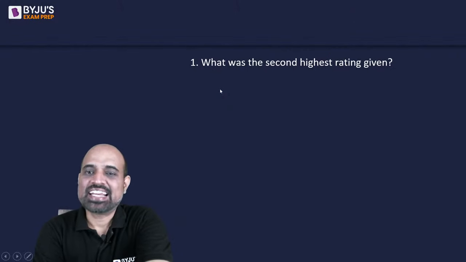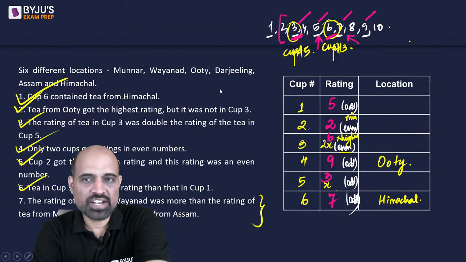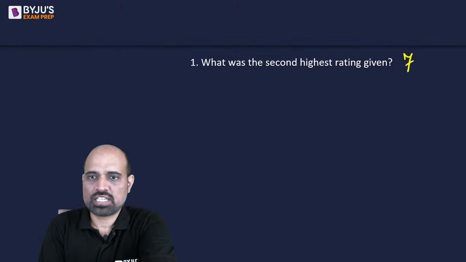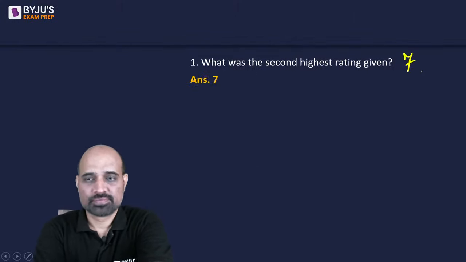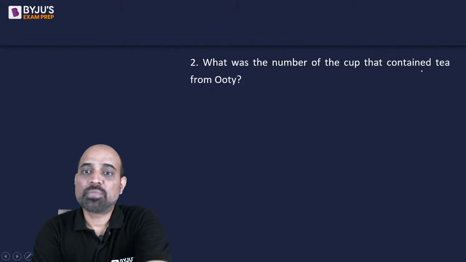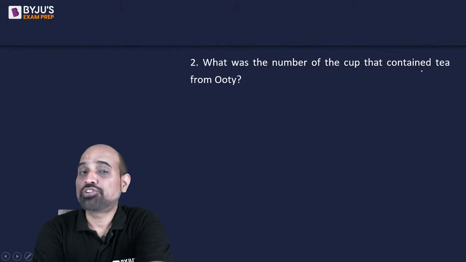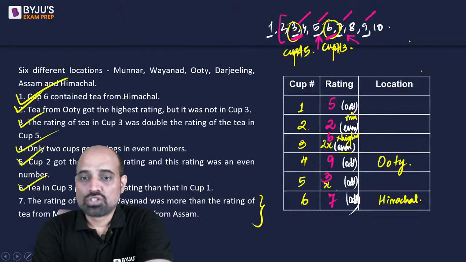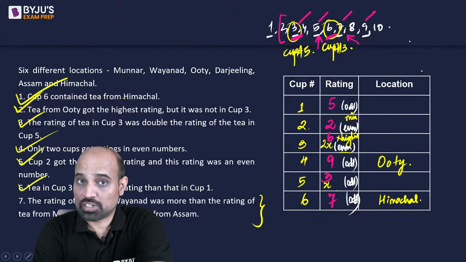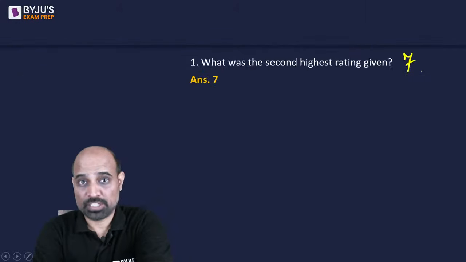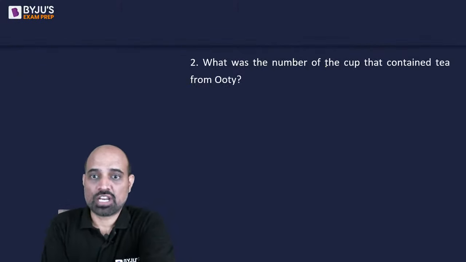What was the second highest rating given? So the highest rating given is 9. The second highest rating is 7. So 7 is going to be the answer. Okay. What was the number of the cup that contained tea from Ooty? So if you look at the tea from Ooty, the rating is 9, but the cup number is 4, right? So number of the cup is 4.